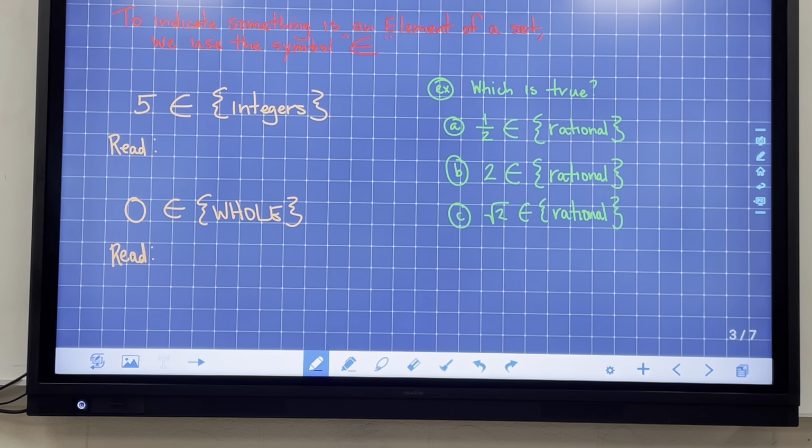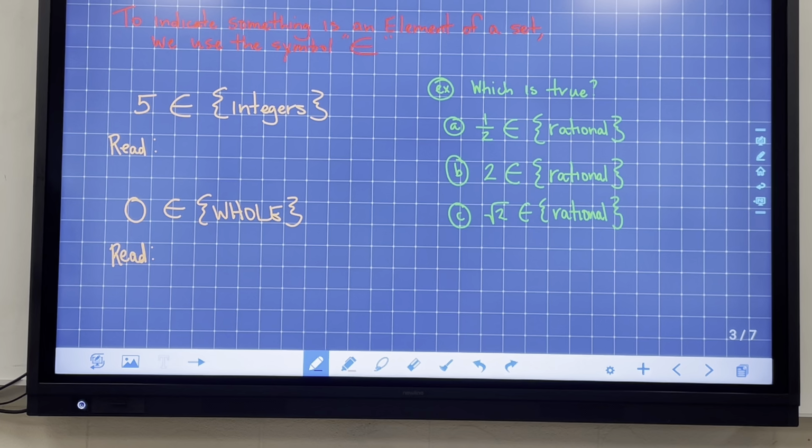Talking about the elements. To indicate something is an element of a set, we use this symbol. It looks like a curved E. This is the first of many symbols that we're going to cover in today's lesson. The curved E is the symbol for the word element. Over there on the left-hand side in orange, you might see in your text 5, element symbol, braces, integers. What is this shorthand for? How would I read this? What is this saying to me?